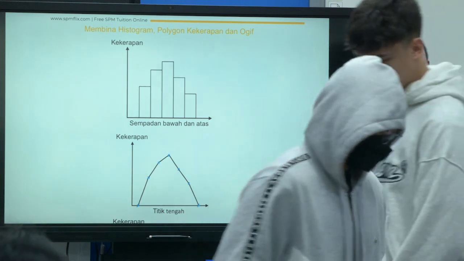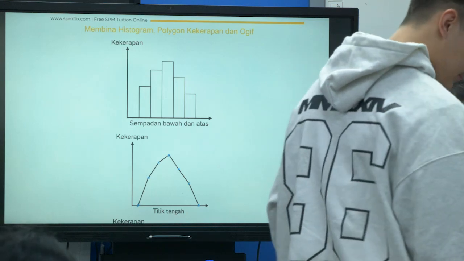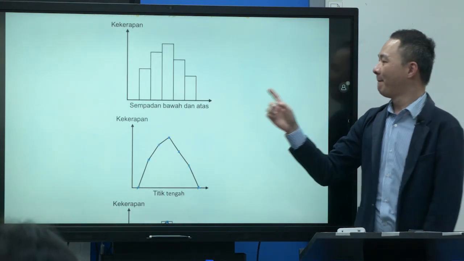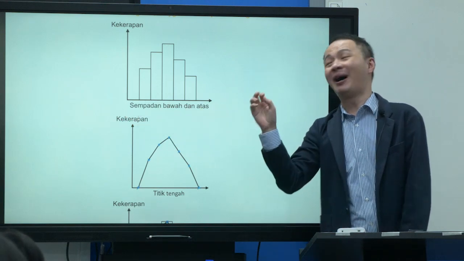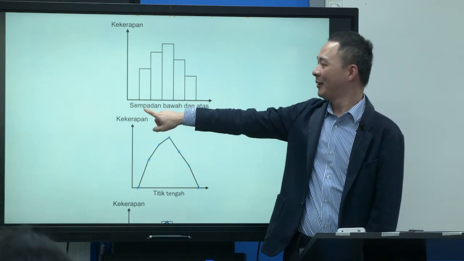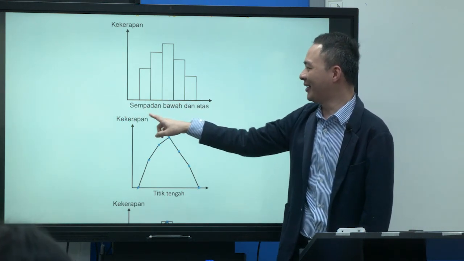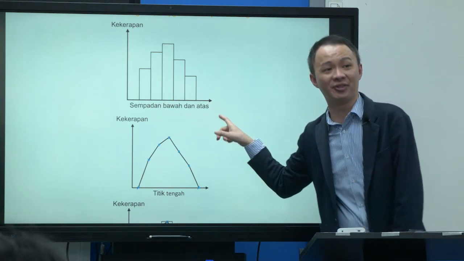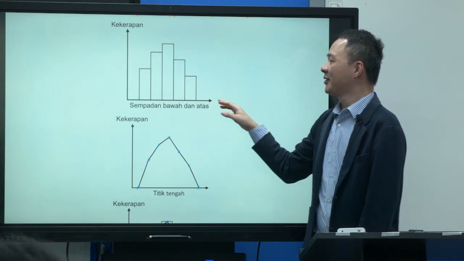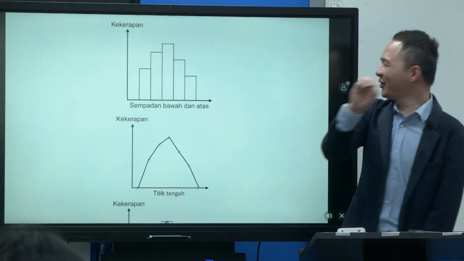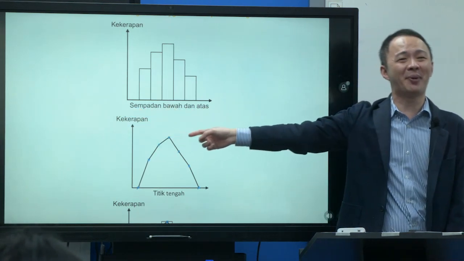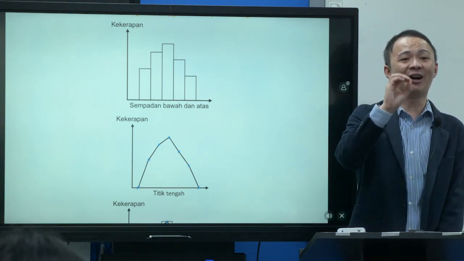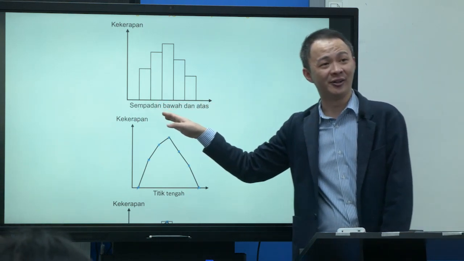We have three different graphs we normally draw in SPM. Histogram. Normally we use the boundary. In Malay they call it sempadan bawah dan atas, or in English, upper boundary and lower boundary. Some students tell me their school teacher says you can use midpoint, but normally I use boundary. Later I will teach you how to use the lower bound and upper bound.